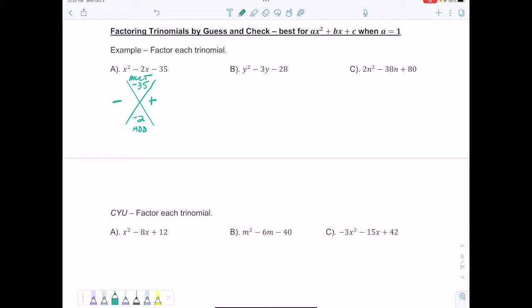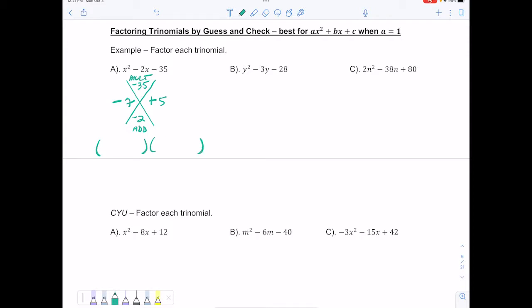So think of numbers that multiply to give you negative 35, but then it needs to add to give you negative 2. Feel free to pause the video and try it on your own, and then you can unpause it when you're ready. So if you guessed negative 7 and positive 5, you are correct. Negative 7 times 5 gives you negative 35, and negative 7 plus 5 is negative 2. So now the rest is easy.